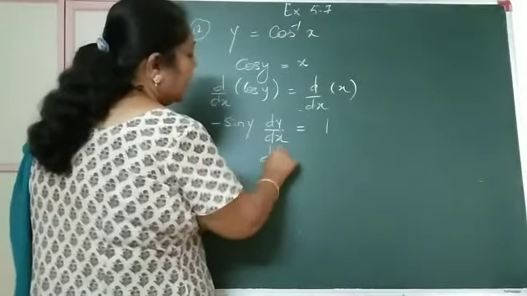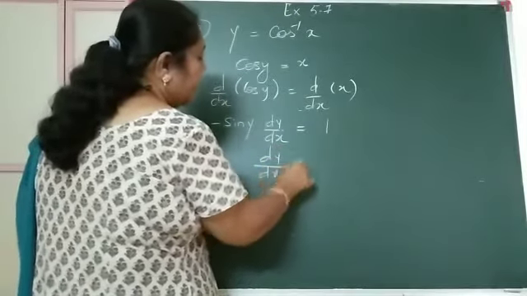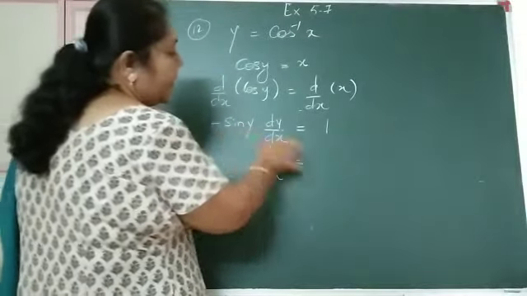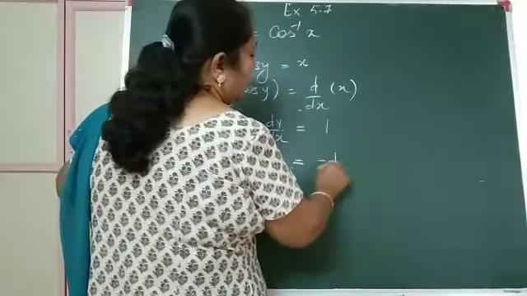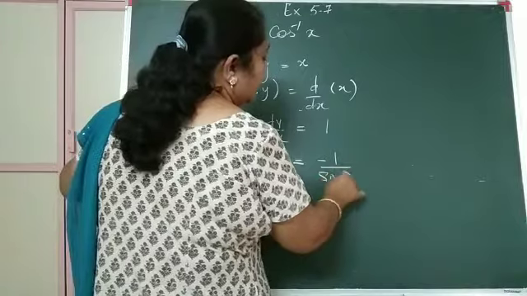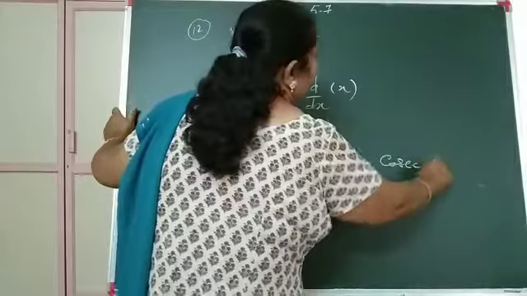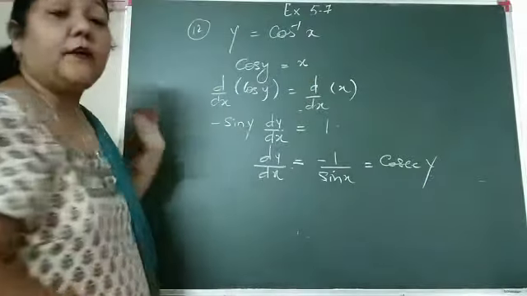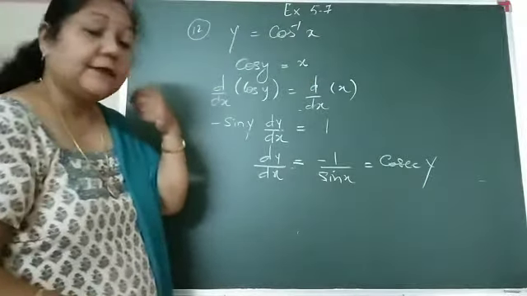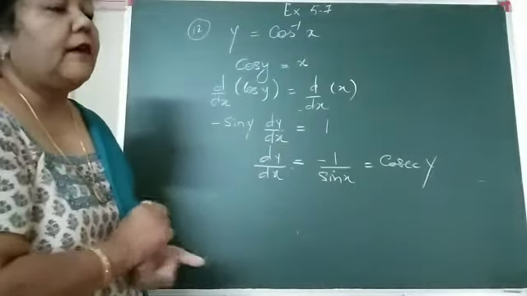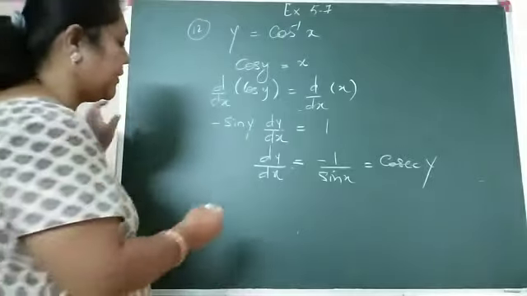So, I can write dy by dx is equal to this minus 1 into sin y, I can write it to the opposite side. So, it becomes minus 1 upon sin y, which is nothing but I can write it as cosec y. So, I got dy by dx is equal to minus cosec y. Now, one more time I have to differentiate it.